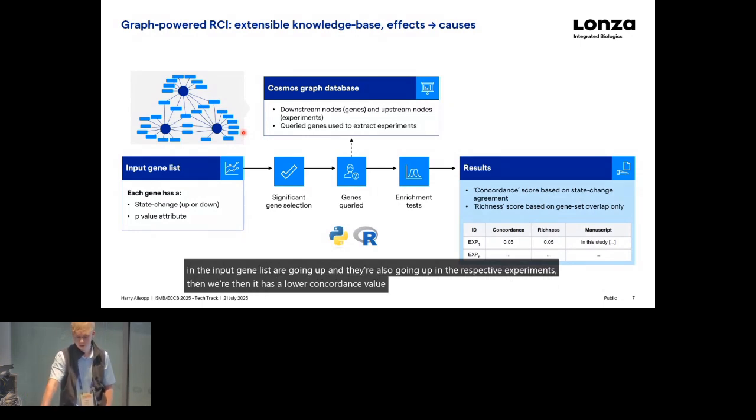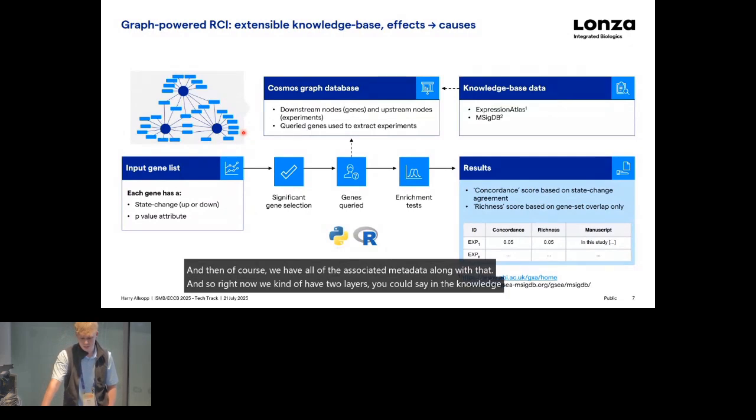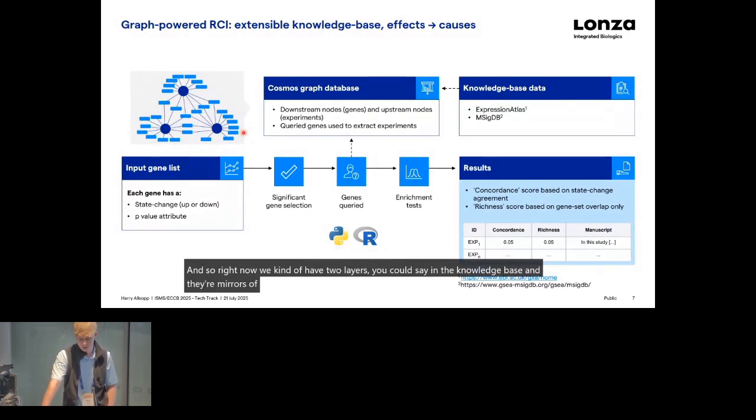So the traditional gene in set A and set B. And then, of course, we have all of the associated metadata along with that. And so right now we kind of have two layers, you could say, in the knowledge base, and they're mirrors of some public databases.